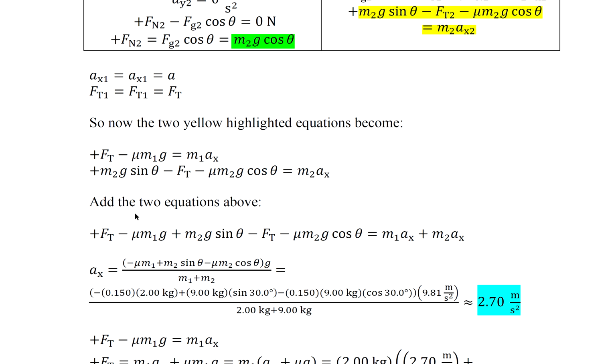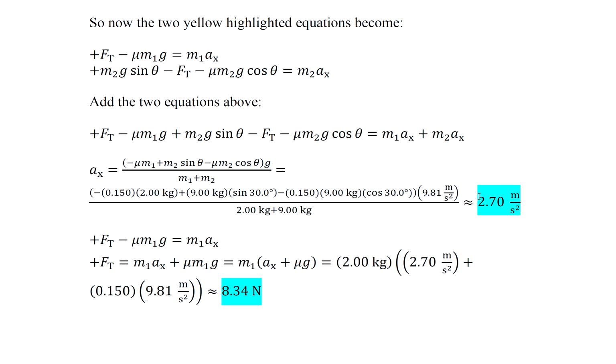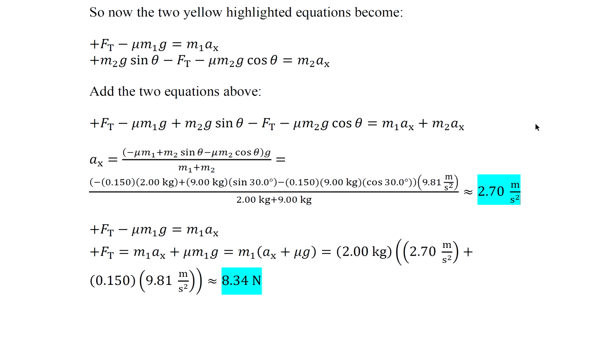Add them up. We're going to eliminate force of tension. We only get A. A is about 2.70 meters per second squared. Now we could substitute this acceleration into one of these yellow equations to get force of tension.